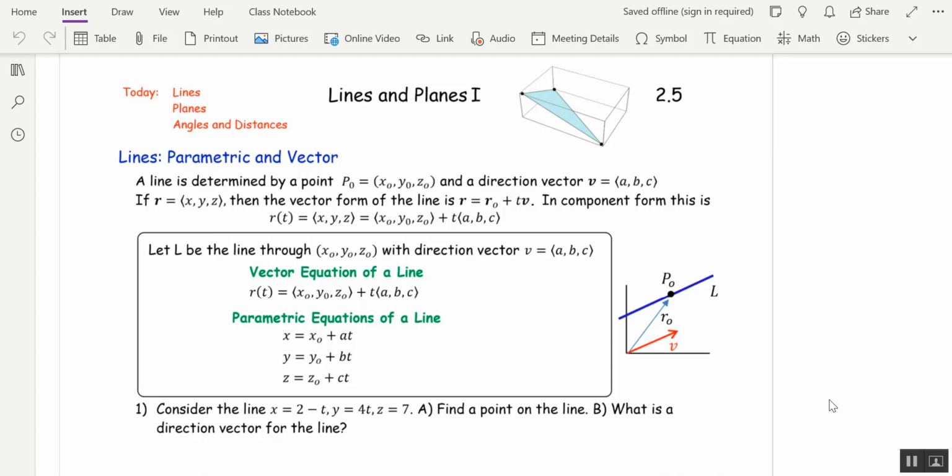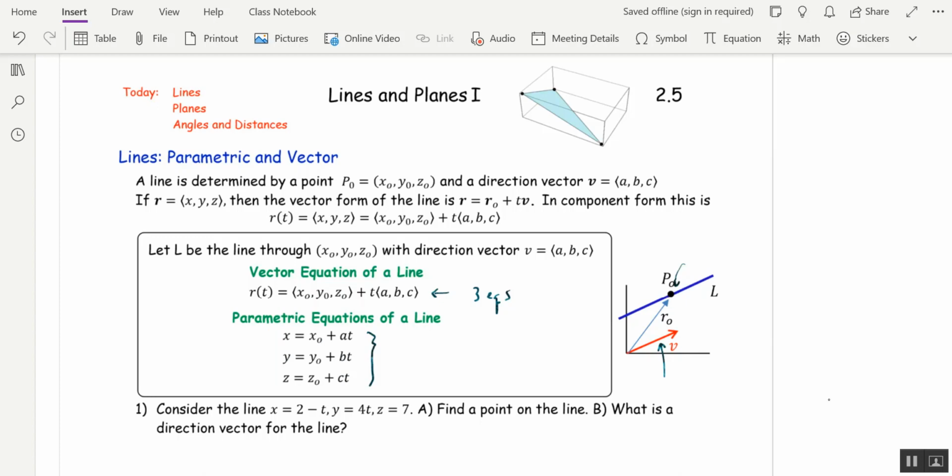Welcome to 2.5. Today we're going to talk about lines and planes, and this is probably one of the most useful sections in the whole semester. A line is determined by a direction vector and a point on the line. And if you have those two things, the vector equation of a line is written here, and that's actually three different equations. If we write those equations in parametric form, we get these three equations here.